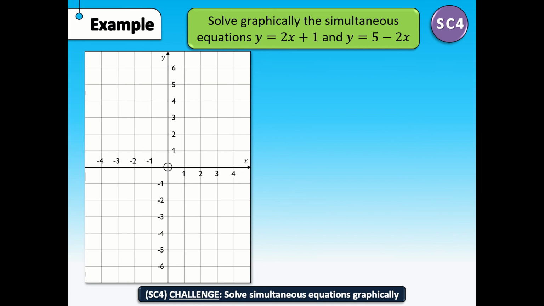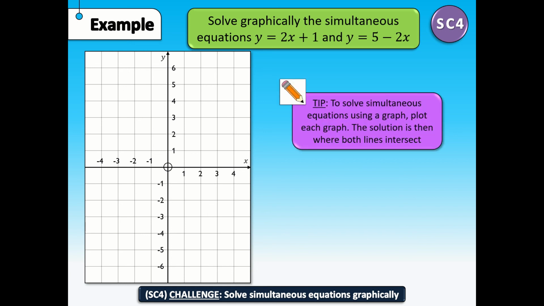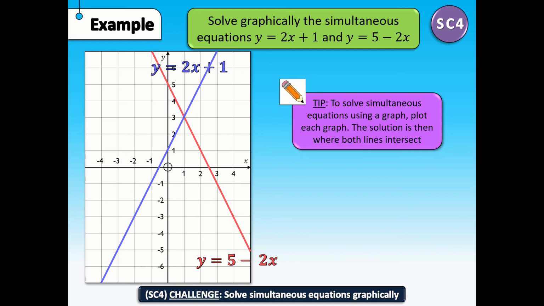So this question says solve graphically the simultaneous equations y equals 2x plus 1 and y equals 5 minus 2x. This means we need to find a value for x and a value for y. So to solve it graphically, we draw both these lines on the graph, like so, and where the two lines cross is the solution. So these two lines cross at the coordinates 1, 3. So that means x equals 1 and y equals 3. So we've solved the simultaneous equation.